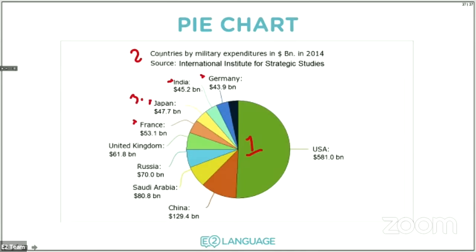Whoa, what happened here? Well, I've got this crazy title and I couldn't make it work grammatically, so I had to move it all around. I said this pie chart represents how much money countries spent on their military. I did not say this pie chart represents countries by military expenditures. Why? Because it just sounds a little bit weird. It's probably not quite grammatical. So in that moment, I moved that stuff around. How much money countries spent on their military in billions of dollars in 2014, including Germany, India, Japan, and France.